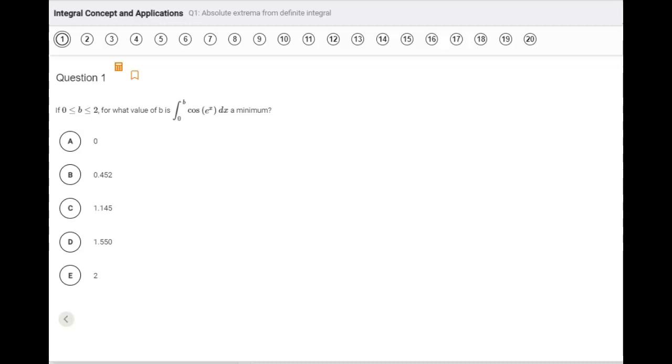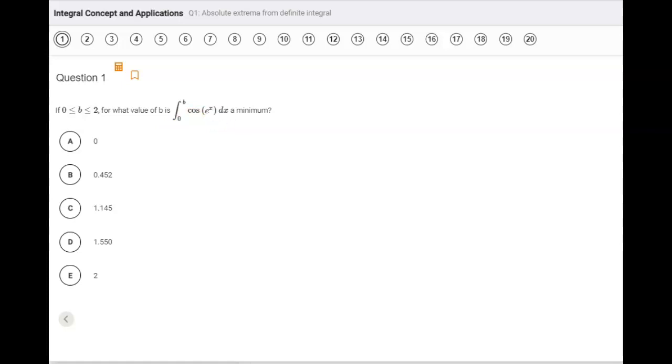Alright guys, welcome to our integral concept and applications College Board practice work here. So let's go ahead and begin here with this one. If b is somewhere between 0 and 2, for what value of b would this function be at a minimum? Okay, and so that's the question.